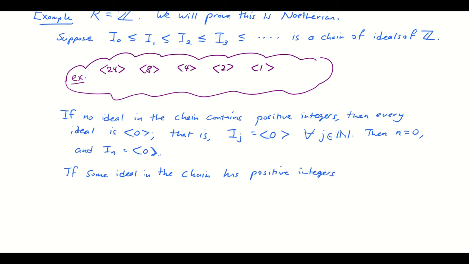Now, first of all, if some ideal in the chain has positive integers, then every ideal after that has to have positive integers, because these ideals are ascending. Each one is included in the next. So all subsequent ideals must as well.